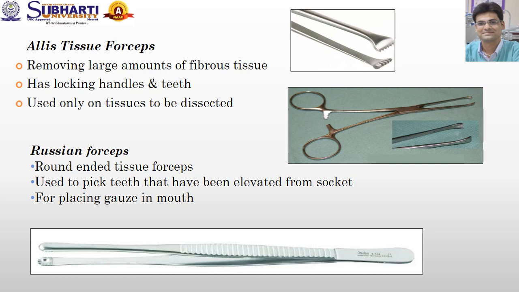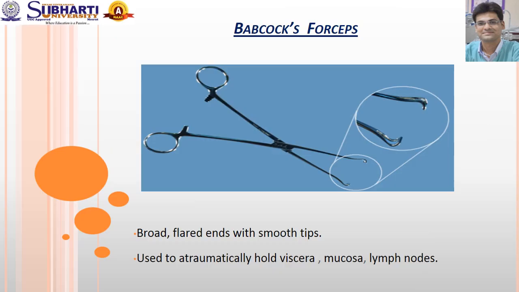Russian forceps is a round-ended tissue forceps. It is used to pick up teeth that have been elevated from the socket and for placing gauze in the mouth. Babcock forceps. This instrument consists of a broad flared end with smooth tips. It is mainly used to hold viscera, mucosa, and lymph nodes atraumatically.